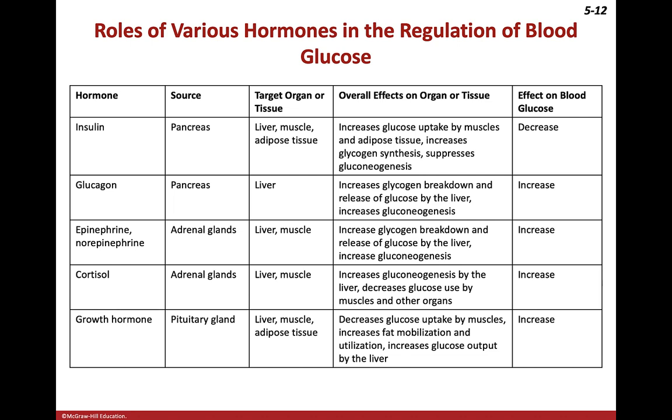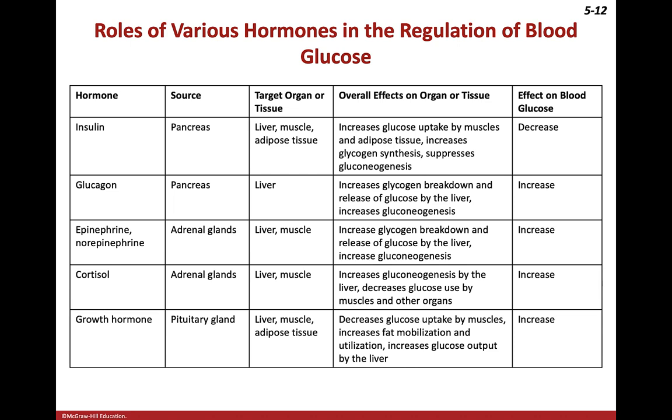Cortisol, another hormone coming from the adrenal glands, is going to impact liver and muscle. This also will increase gluconeogenesis by the liver. It's also going to decrease the use of glucose by muscle and other organs, and the overall impact is an increase in blood glucose. Growth hormone, which comes from the pituitary gland, the target here is going to be liver, muscle, and adipose tissue. So we got a new one here.